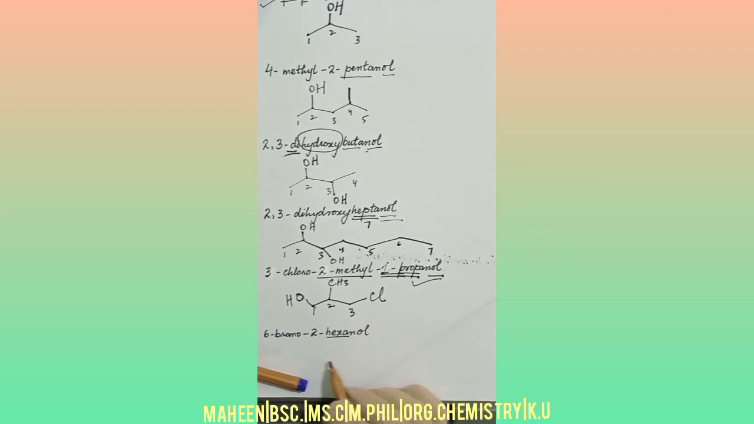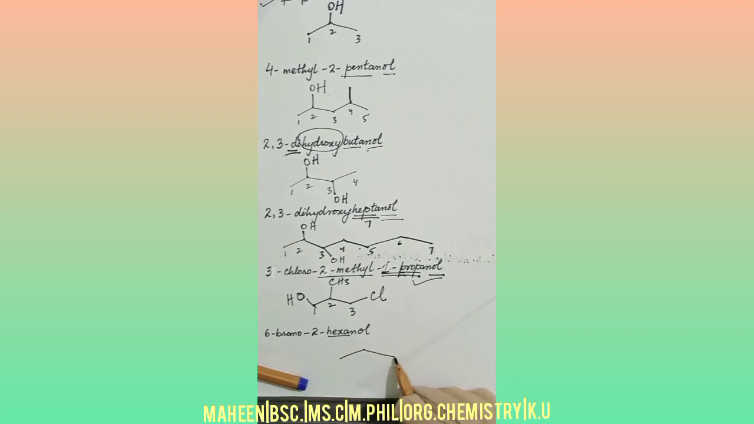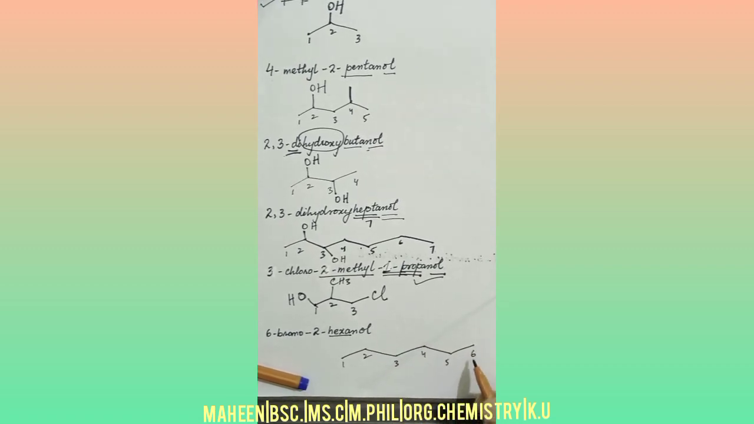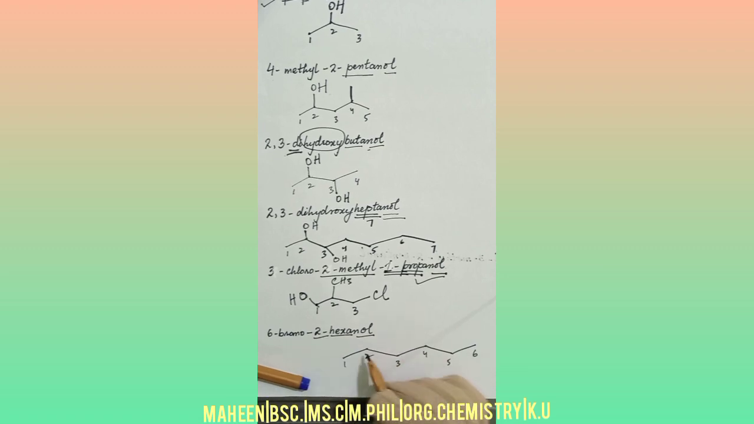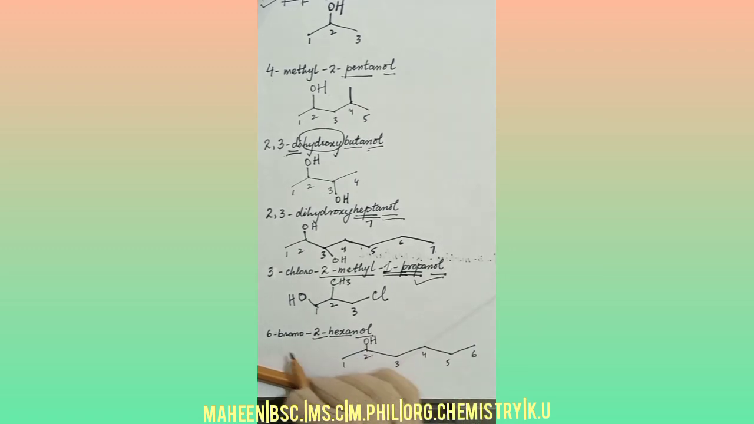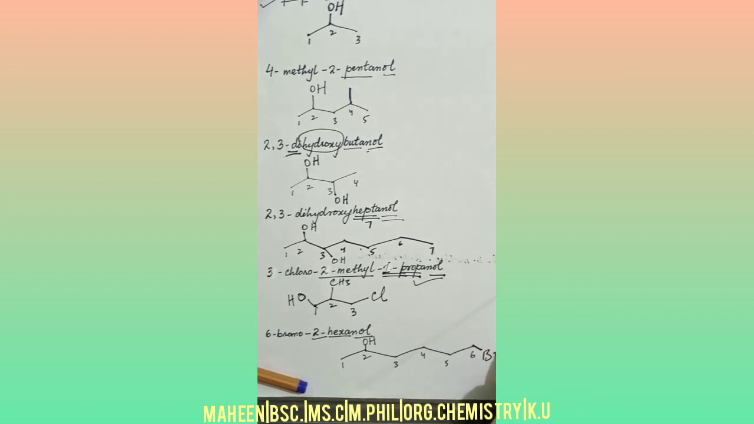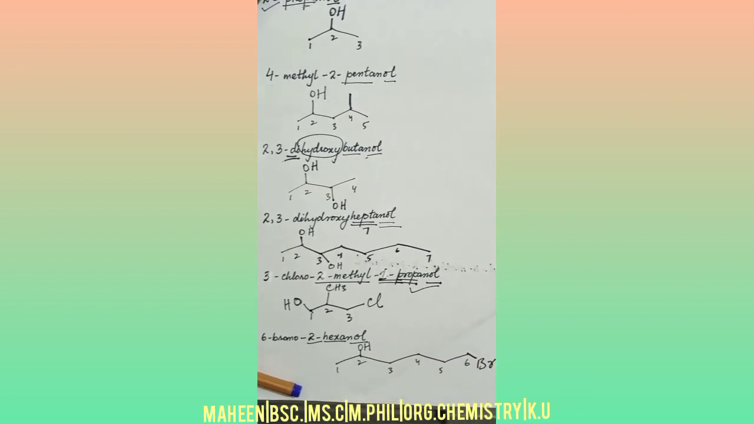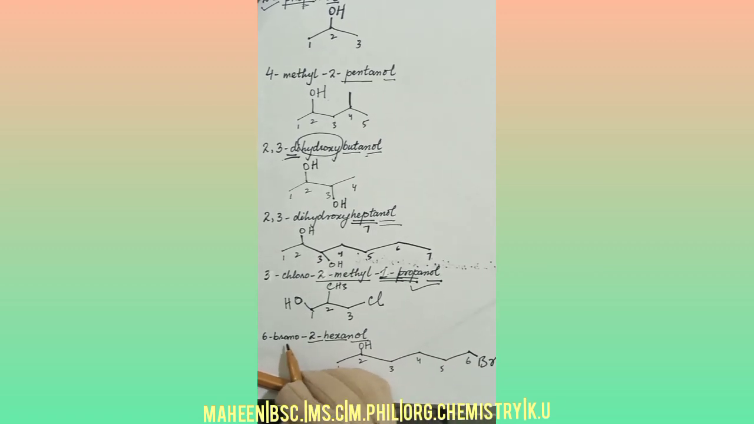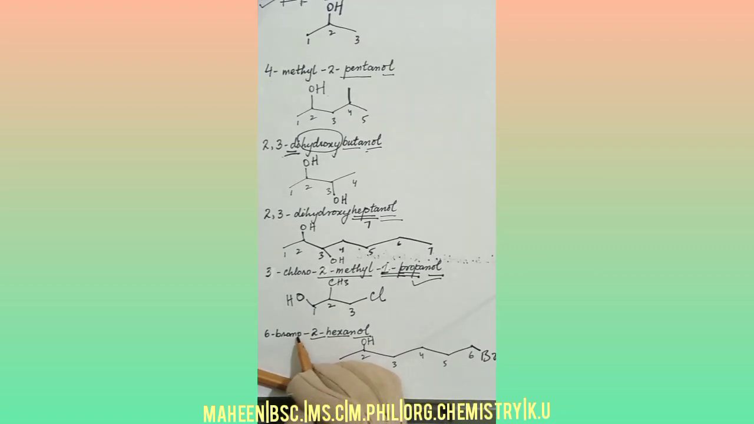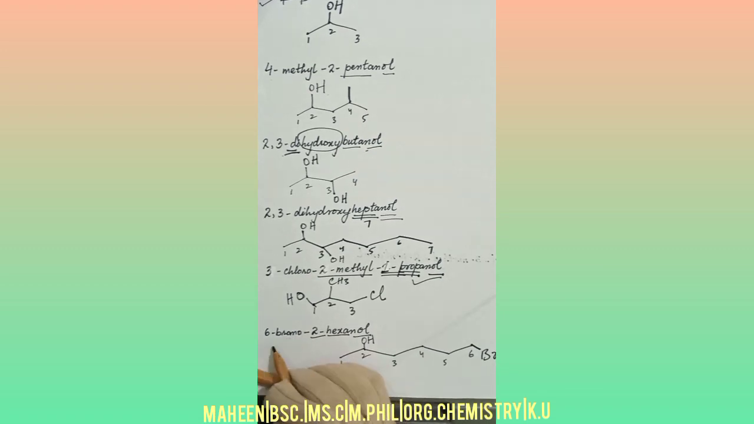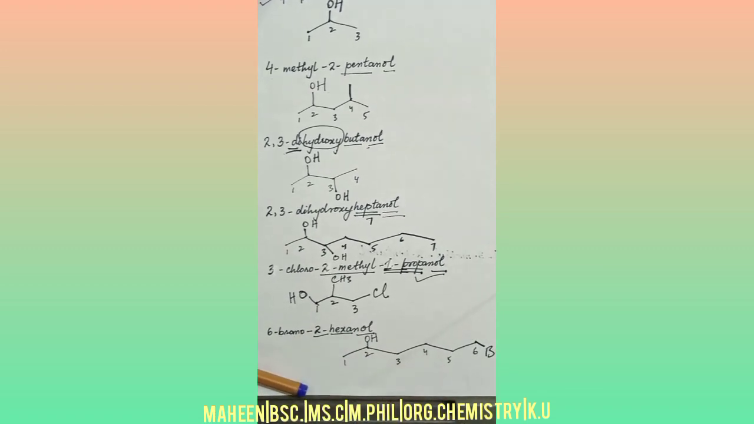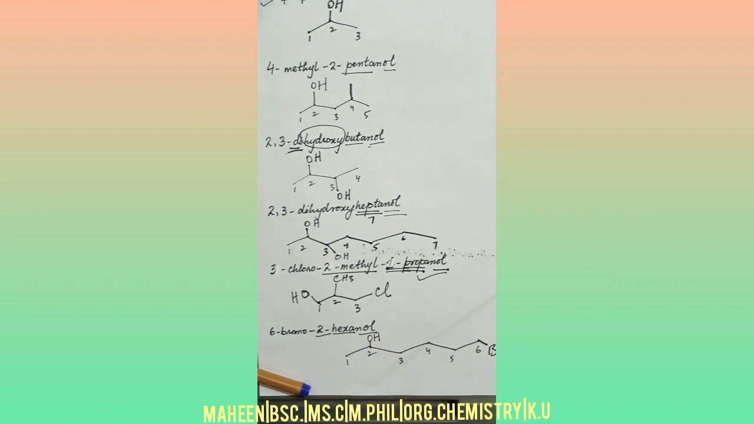Now coming to the last, 6-bromo-2-hexanol. Hexan means 6, so I will write 1, 2, 3, 4, 5 and 6, and it's an ol at second position, so I will write OH at second position, and 6-bromo, it means at sixth position I have a bromine atom, so I will add Br. Okay, a halogen will be represented as O at the last, like bromo, chloro, fluoro. So this is the criteria of naming the alcohols.